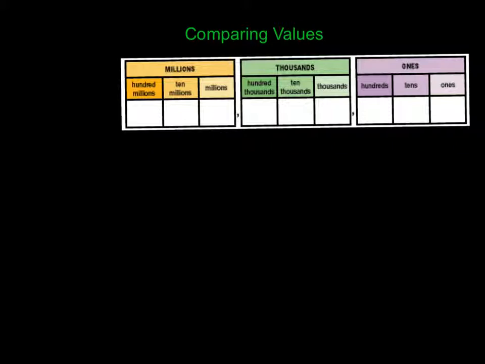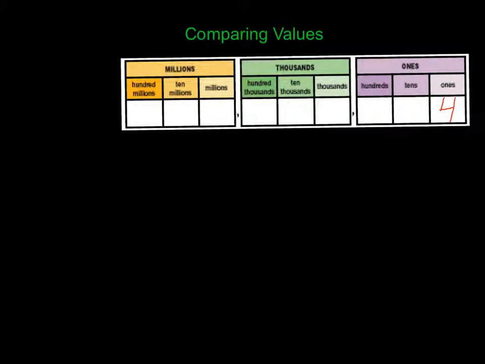Now we're going to practice comparing values. By comparing values, I mean we're going to look at the different values in our value table here and look at how they are similar. So I'm going to write a 4 in the ones column right over here. So now we have a 4 in the ones column.